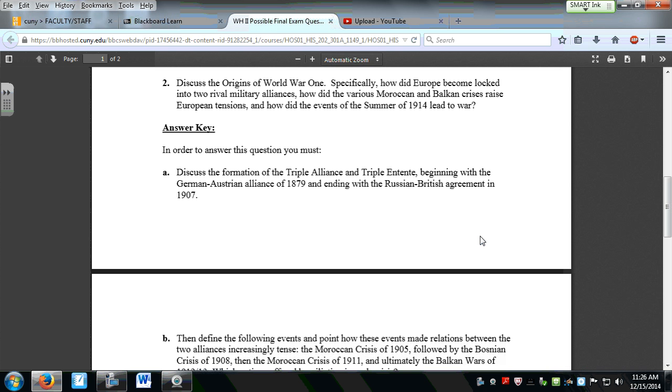For this question number 2, focus on specifically what I'm asking for, which is detailed in the answer key. How did the alliances form? How did the relationships between the two alliances get worse and worse? And then what happened in the summer of 1914 that turned two tense alliances into World War I? Shall we move on?